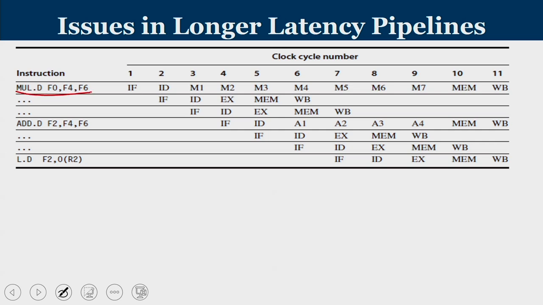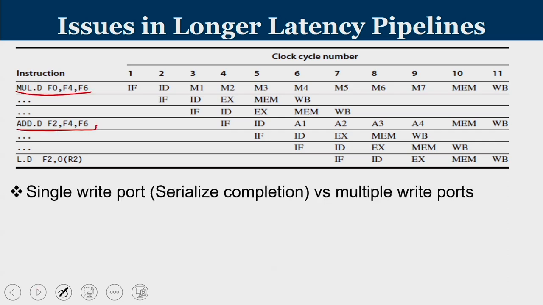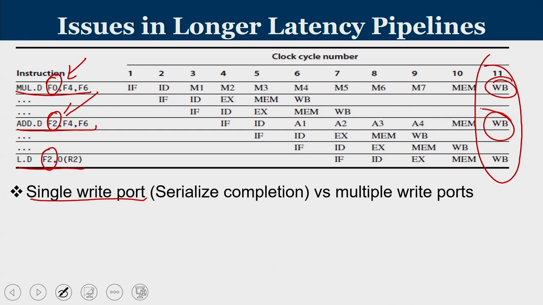Consider this multiplication instruction, then sometime later you have an add operation, then you are going to have a load operation. If you look at the sequence, you can see that they all reach the write back stage at exactly the same clock cycle, number 11. If you have only a single write port, then I cannot write them. One is writing to F0, whereas the other two are writing to F2. So I have to write a value into F0 and at the same time a value into F2, and it has to happen at the same time. If you have only one write port, then I have to make sure that the completion is serialized. If you keep multiple write ports, then there is the overhead of managing them, and sometimes you may not get cases like this, and that can lead to wastage of resources.